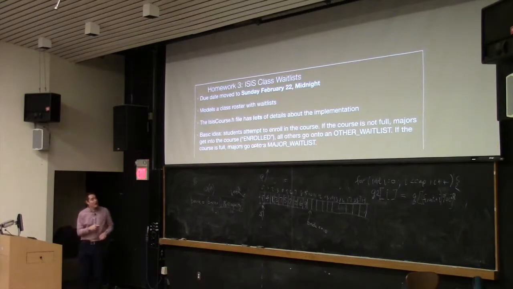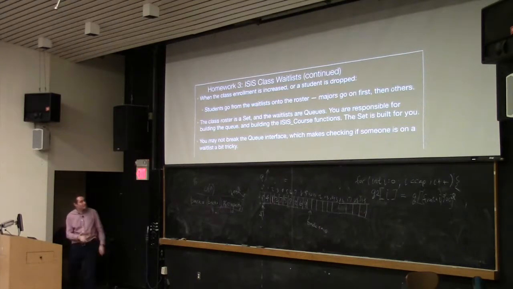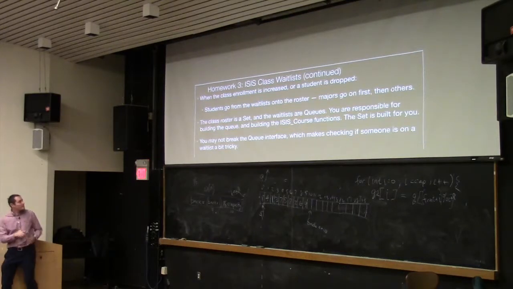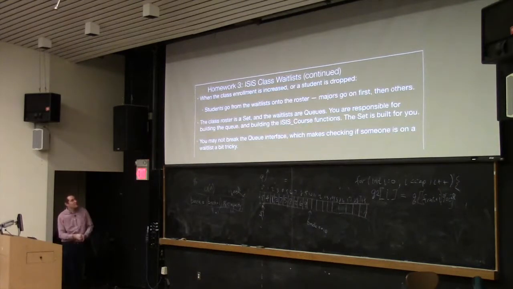You'll have to look through the details in the actual class about these things called enrolled and major wait lists. It's basically the way we figure out which wait list you're actually on. Okay, you'll see. A couple other things about it. Let's see, did I put this on here? Yeah, the isiscourse.h file has a lot of information in it about how this process works. We had to be very explicit about how the process works.